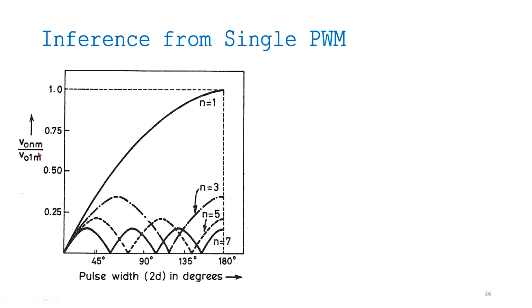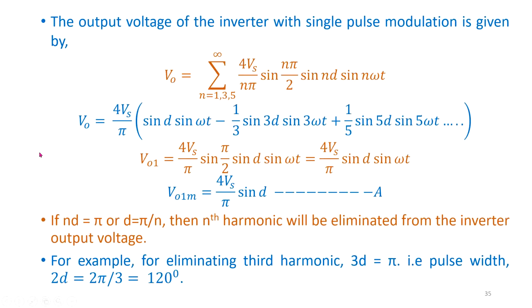This will show you how you can eliminate the harmonics. You have certain harmonic components over here, and by adjusting the pulse width derived from this formula, you can simply eliminate the harmonics.